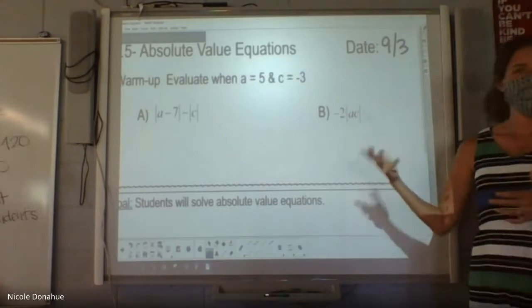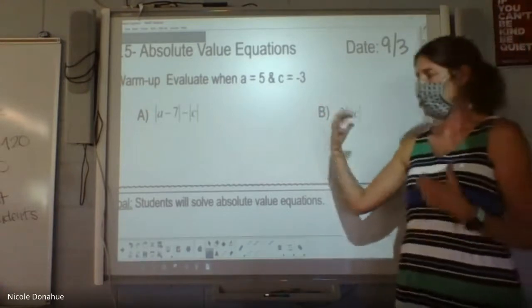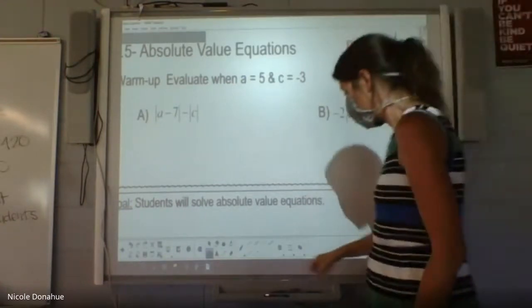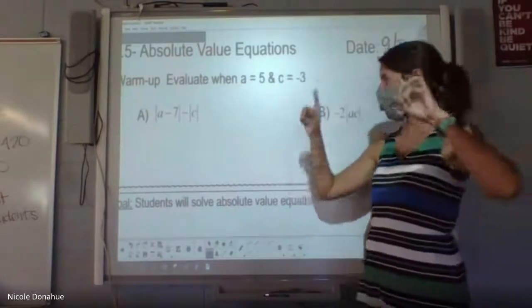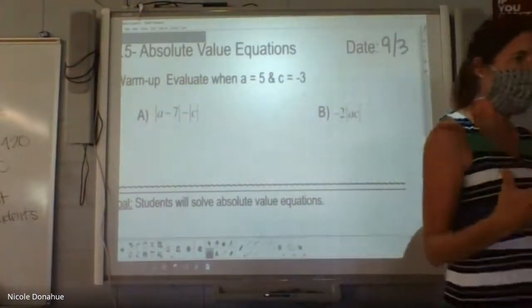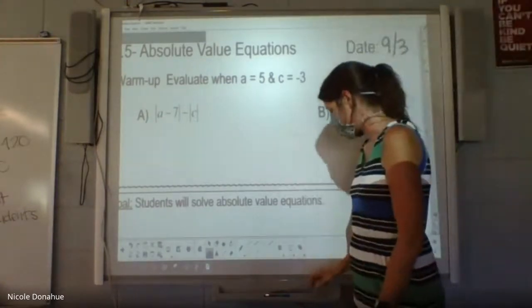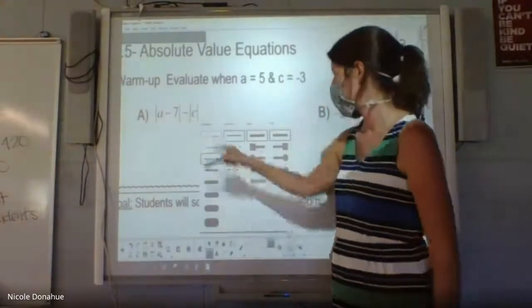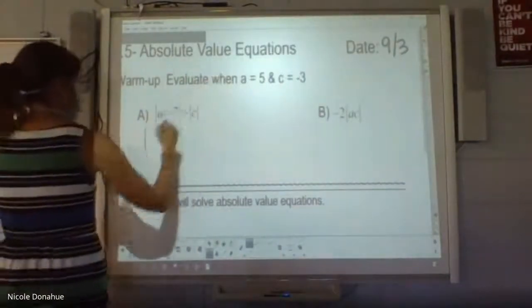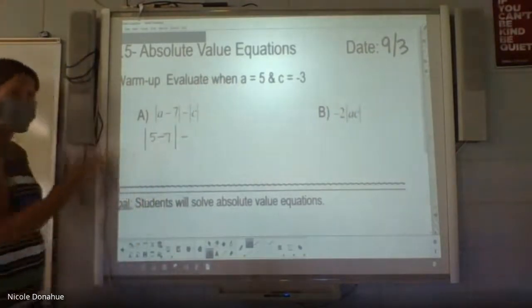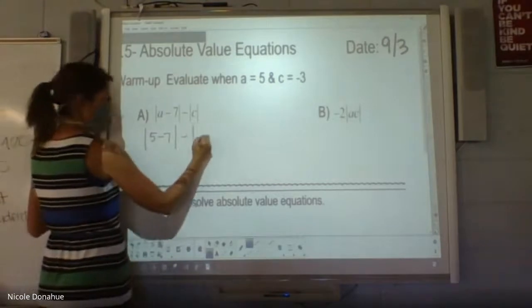So same idea with absolute value here, is that absolute value basically changes the answer to be positive when we're working with absolute value symbols. The straight up and down lines are absolute value lines. I don't know why they didn't come up with something a little more creative, because sometimes they look like ones depending on your handwriting. But we're going to substitute these values in. So 5 minus 7, 5 is my a, and the absolute value of that minus the absolute value of c, which is negative 3.